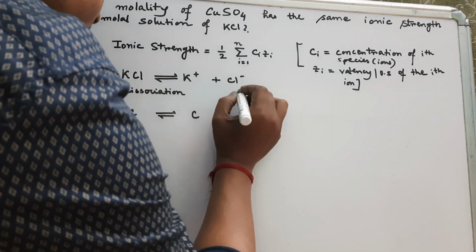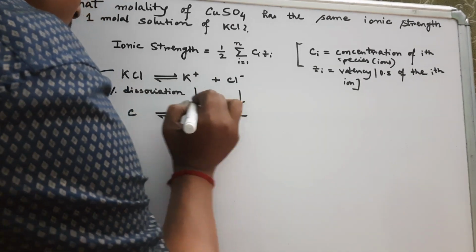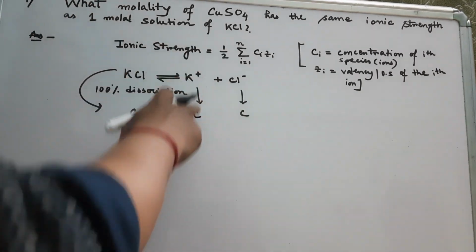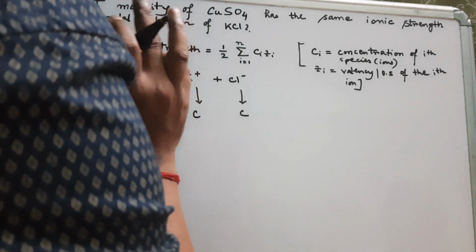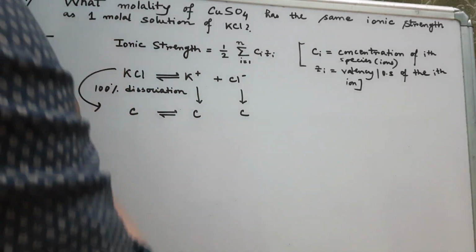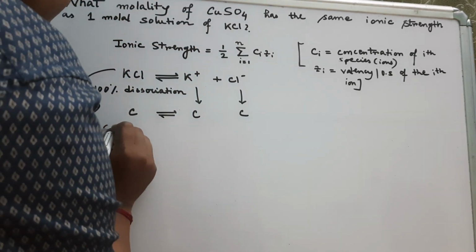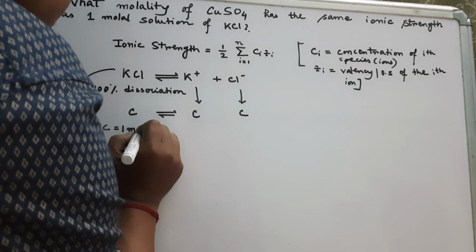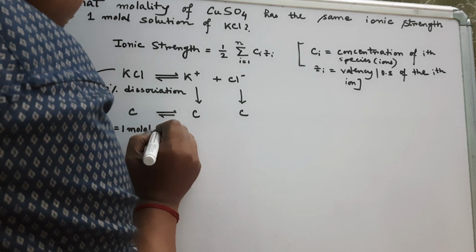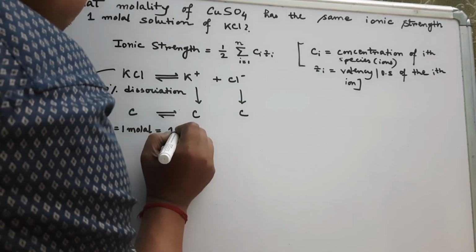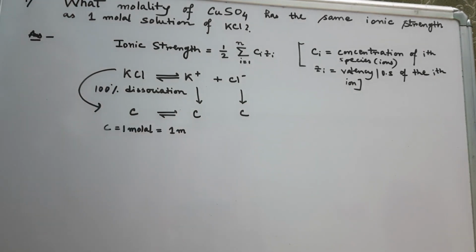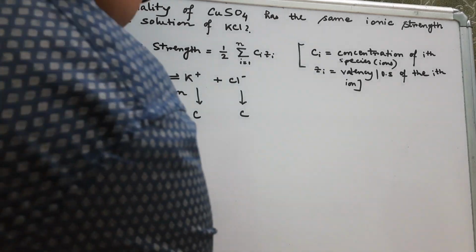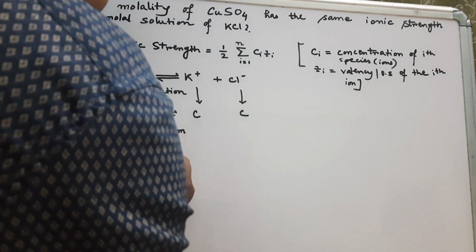and the concentration of Cl minus will also be C. And here C is 1 molal, that means 1 m, small m means molal. So what will be the ionic strength?